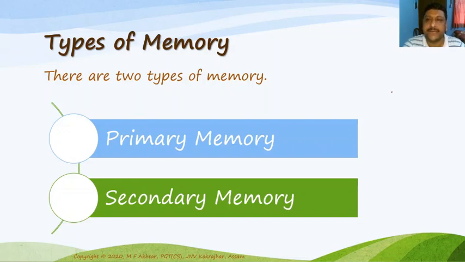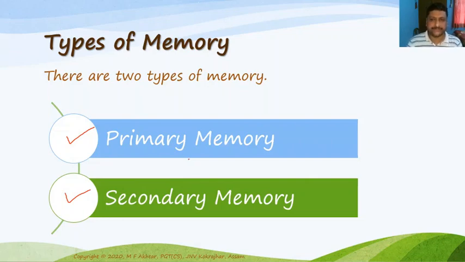Memory. Types of memory. There are two types of memory. First is primary memory and second is secondary memory. Actually, there are so many types of memory, and all the types of memory are categorized under two types: primary memory and secondary memory.